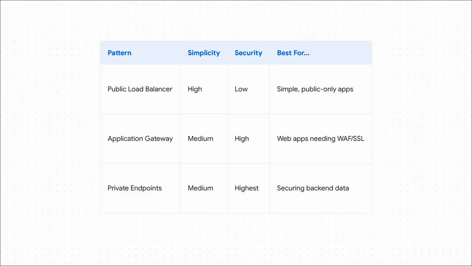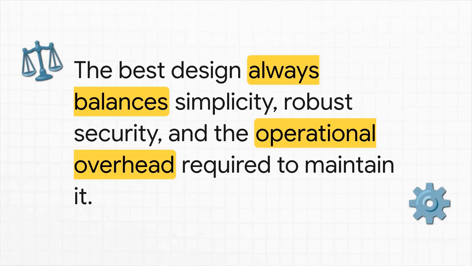It gives you high security with things like a web application firewall. And when it comes to protecting that critical back-end data, nothing beats the security of private endpoints. And this might be the most important takeaway of all. There's no single right answer that fits every situation. The best architecture is always a trade-off. You have to find that perfect balance between rock-solid security, how simple the design is, and how much effort it's going to take to run it day to day.